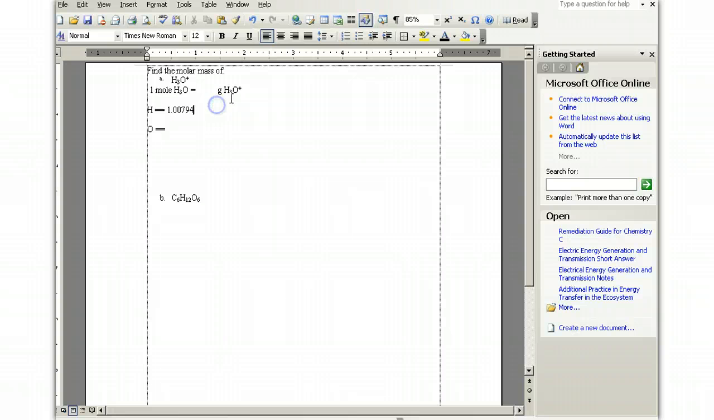Okay. As you notice up here, our hydrogen has a 3 behind it. That subscript tells us that we have 3 hydrogens. So to figure out the total mass of the 3 hydrogens, we're going to multiply the weight of 1 hydrogen here by 3.